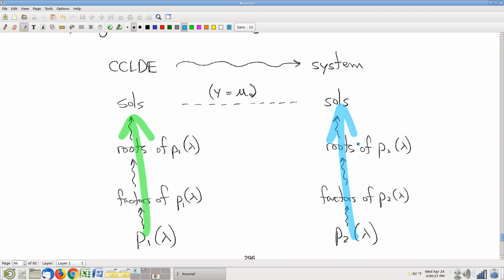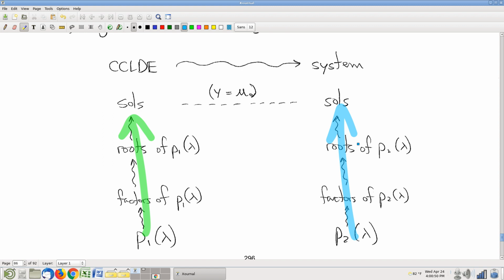Well, they better be the same. They've got to give you the same solutions, right? They've got to therefore have the same roots. These two polynomials, to two totally different questions, they've got to have the same roots. Therefore, they've got to have the same factors. They really ought to be the same polynomial.